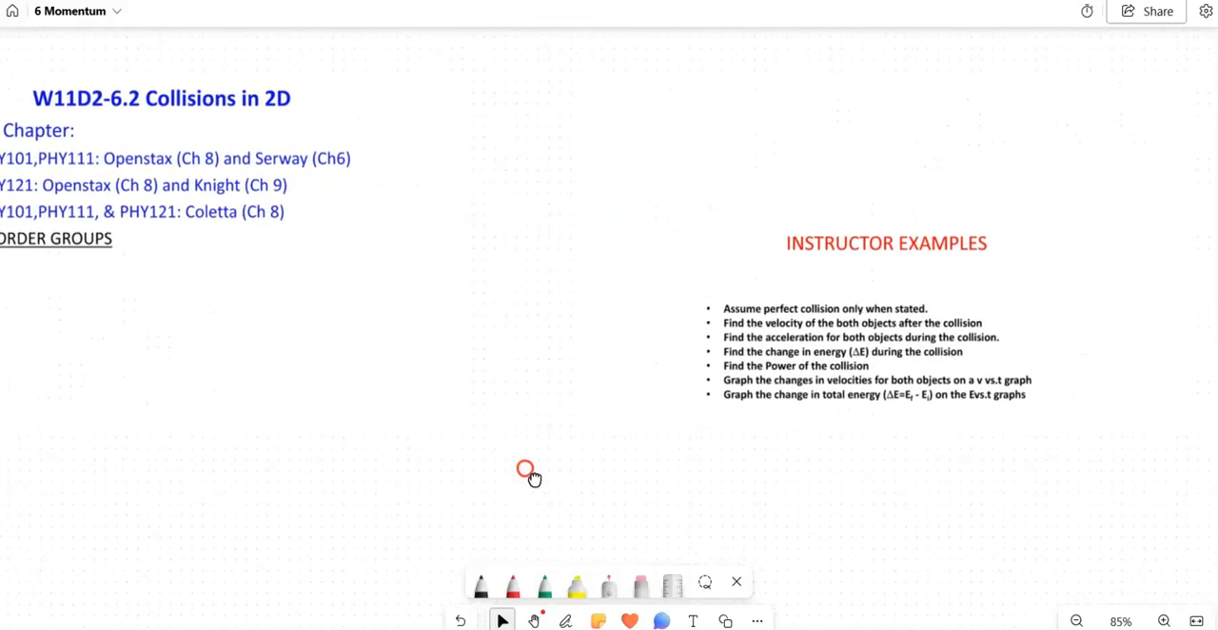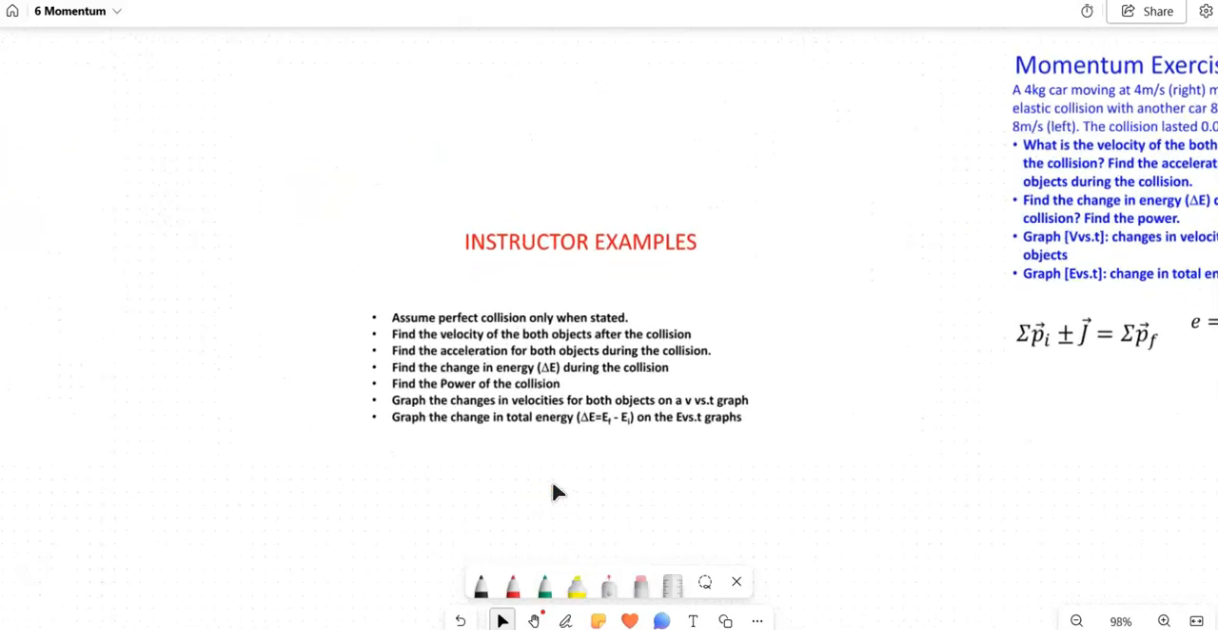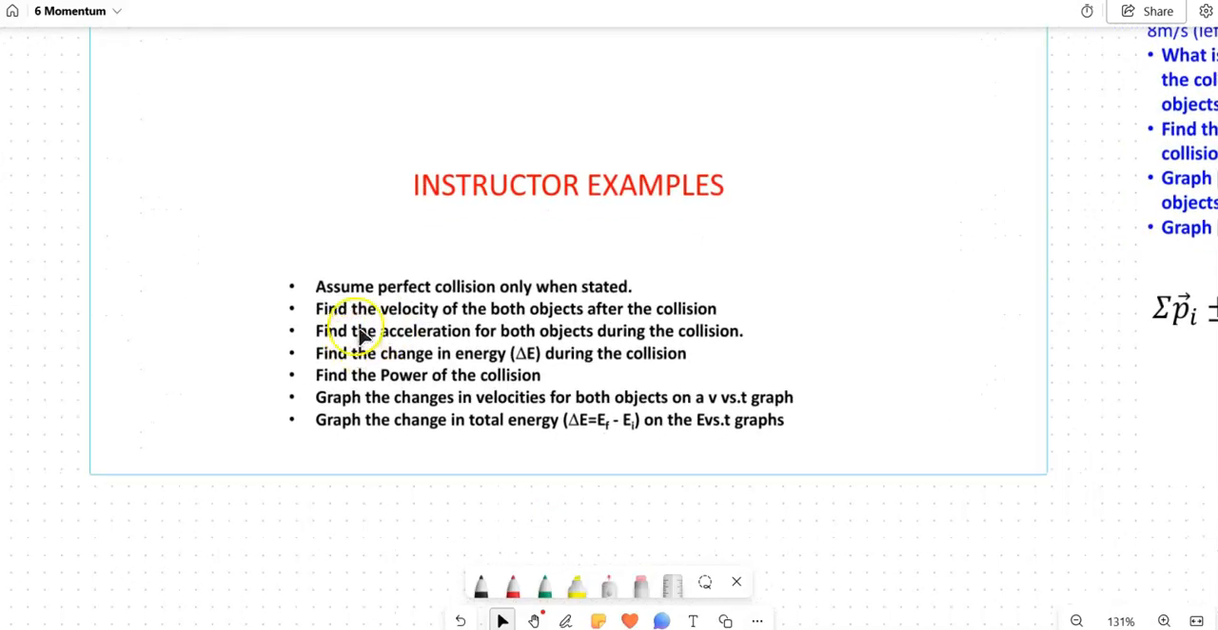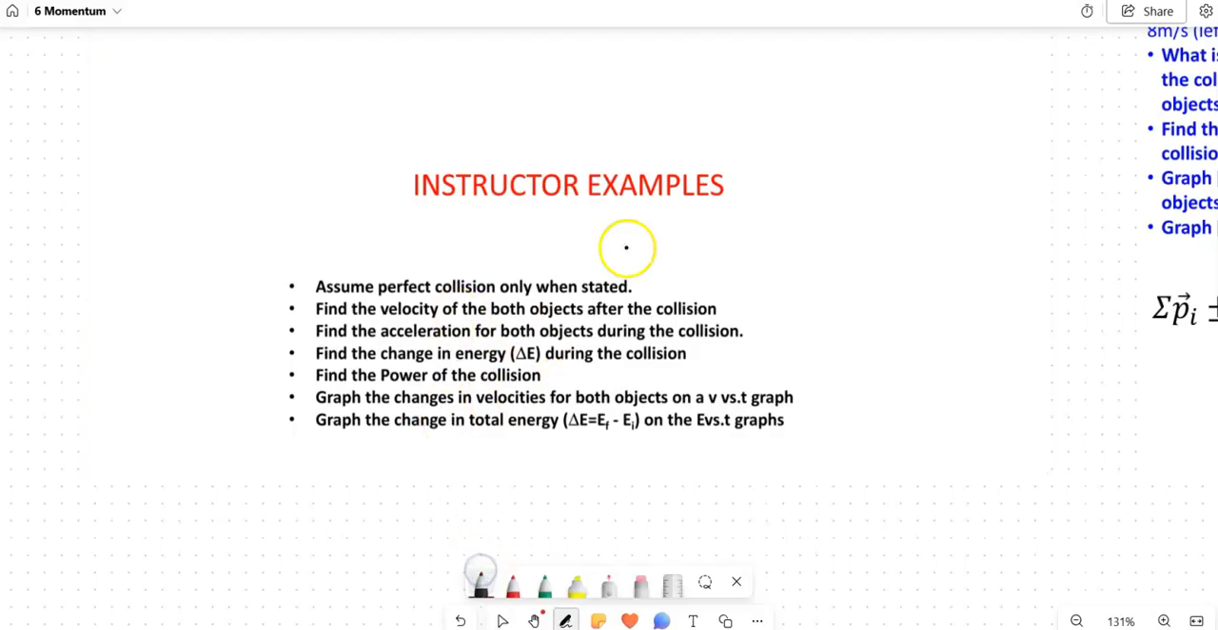Alright, let's go ahead and go on. So the basic rule of this exam is that you have to assume that the collision is not perfect unless told that it is perfect. So the problem will state it's a perfect collision, and that's when you can assume that the coefficient of restitution E is equal to 1.